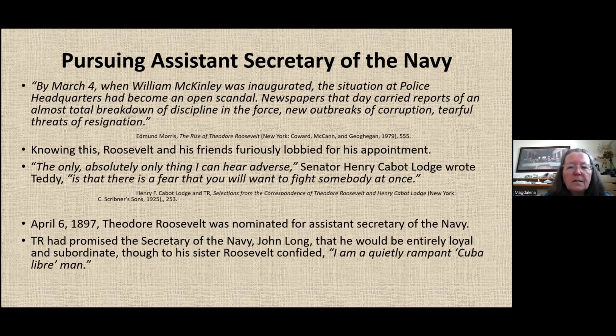So I guess his friends' lobbying paid off. On April 6th, 1897, Theodore Roosevelt was nominated for Assistant Secretary of the Navy. And he had promised his Secretary of the Navy, John Long, that he would be entirely loyal and subordinate. Though to his sister, Roosevelt confided, "I am a quietly rampant Cuba Libre man."